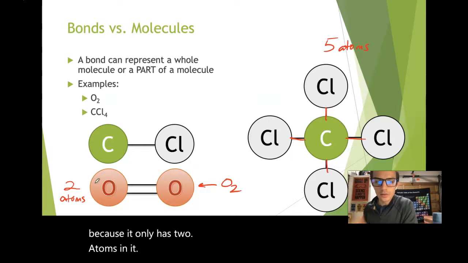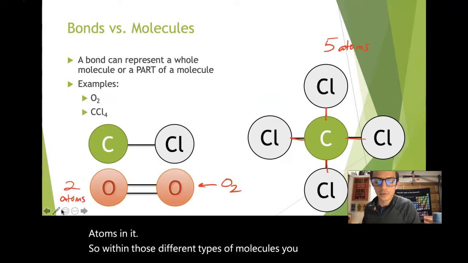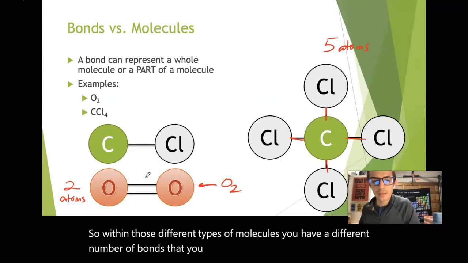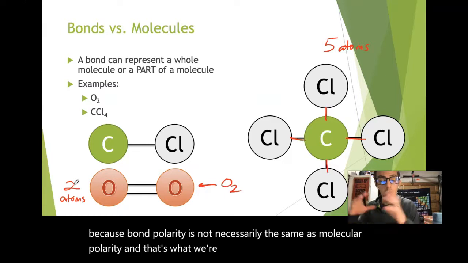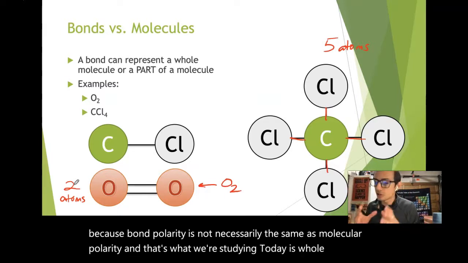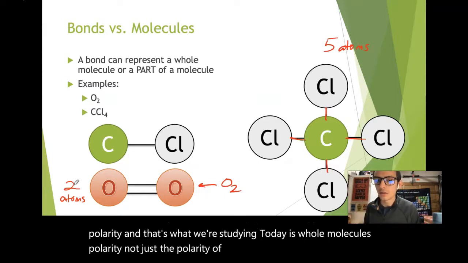So within those different types of molecules, you have a different number of bonds, and that's important to know because bond polarity is not necessarily the same as molecular polarity. And that's what we're studying today: a whole molecule's polarity, not just the polarity of an individual bond within a molecule.